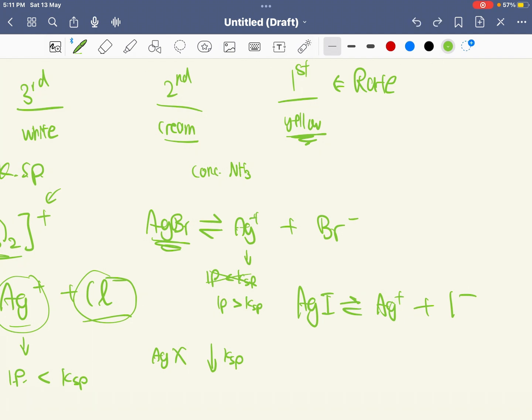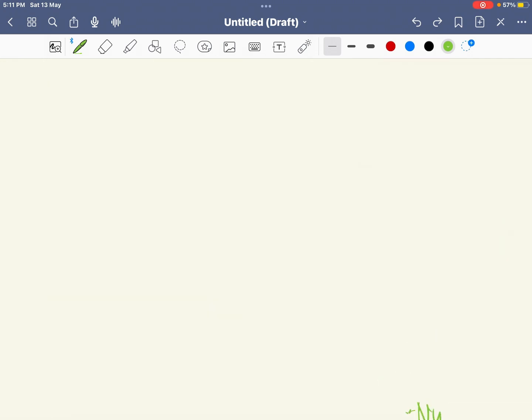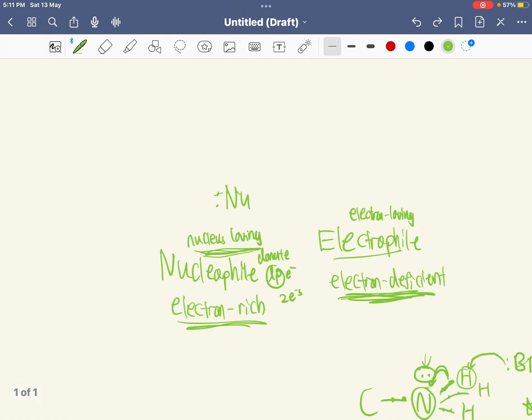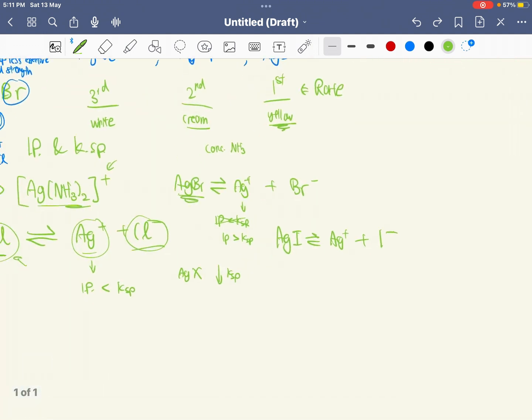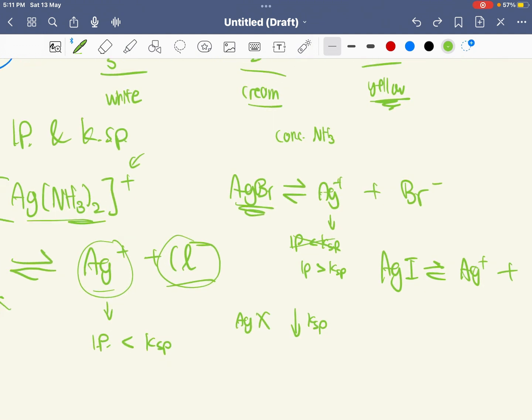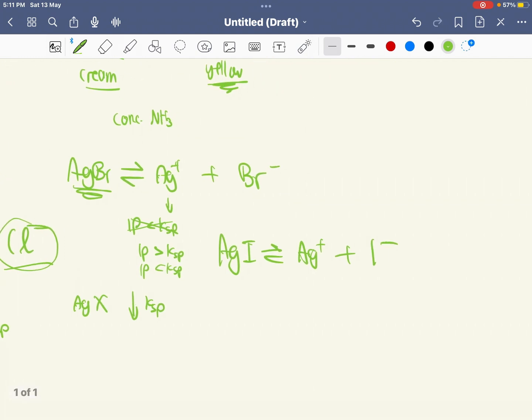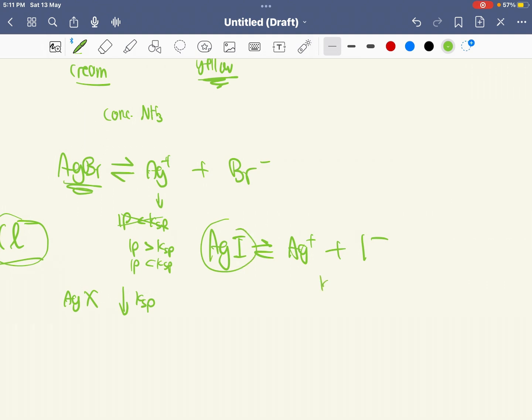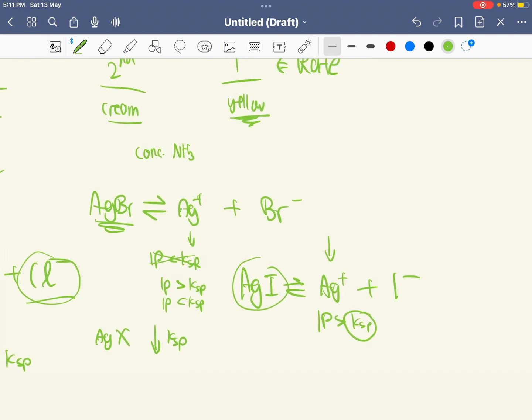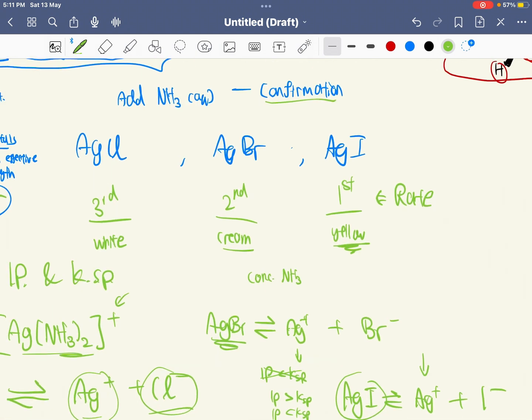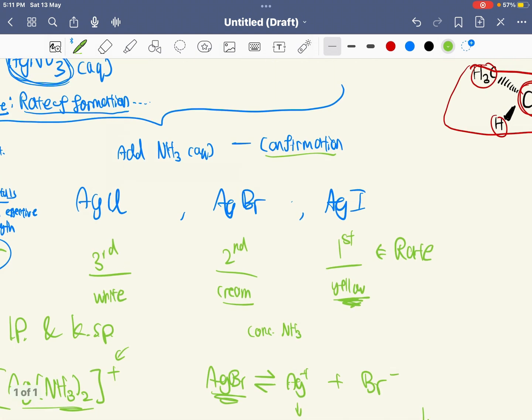But if you add a lot of ammonia, then my IP will become lower than Ksp and it will dissolve. But for AgI, my Ksp is so low that no matter how much ammonia I add, my IP will always be greater than my solubility product. So therefore, AgI is not soluble. Therefore, your PPT remains insoluble. So that's how you deduce.